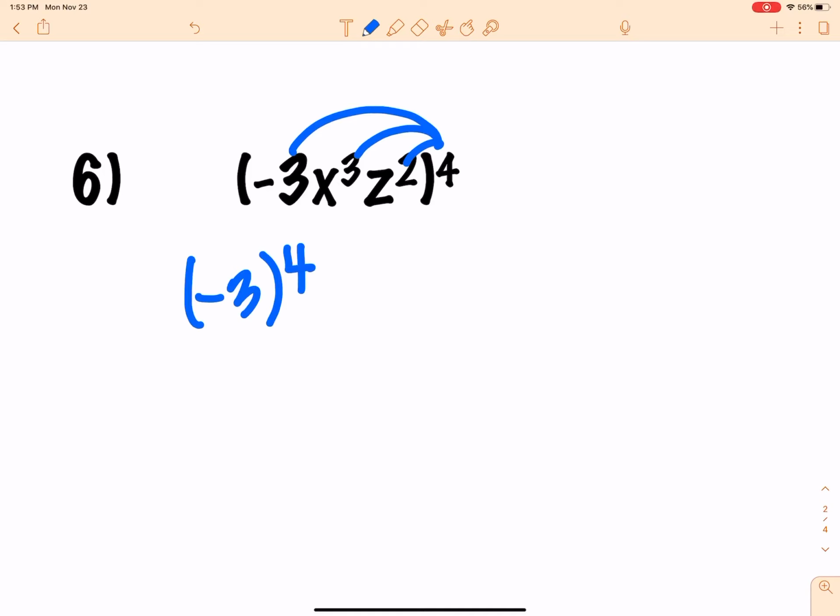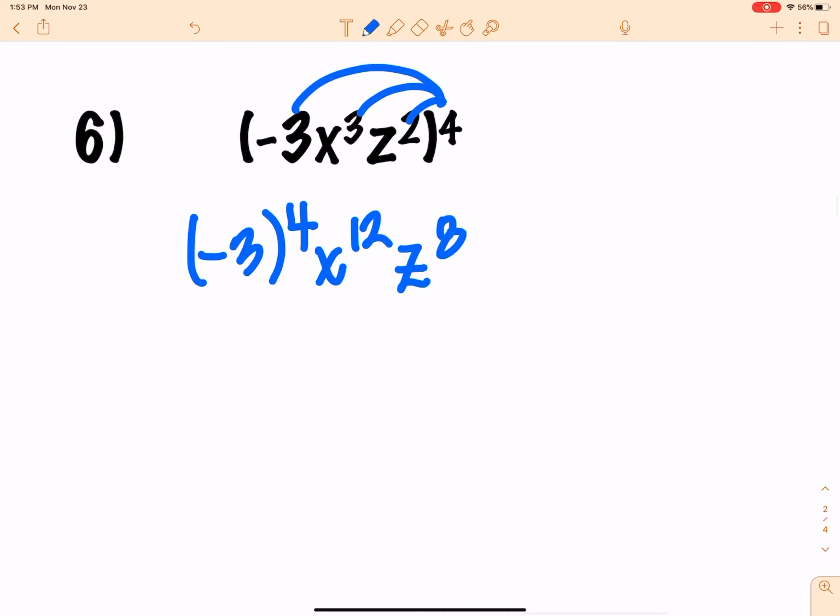Now with the exponents, it is x to the third and then to the power of 4. We are now multiplying those numbers, not adding them. Same with z, so z to the 8th. And the only thing here now we need to simplify is -3 to the fourth. So -3 multiplied 4 times is 81. And then x to the 12th, z to the 8th.